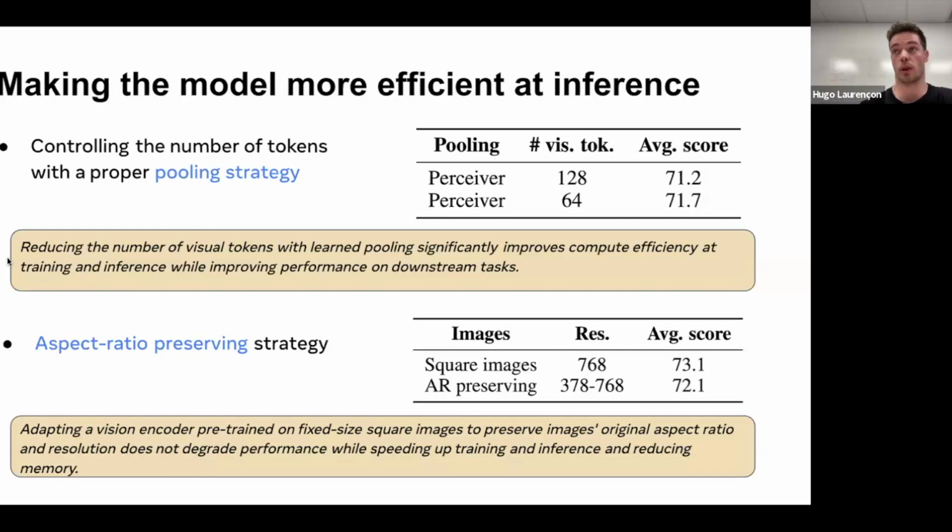So a perceiver resampler is essentially a learned pooling strategy where you add, let's say, 400 million parameters to your network. So that's quite big, but it allows you to do an efficient pooling and to reduce significantly the number of visual tokens. So what we showed is that you can still achieve good performance by having only 64 visual tokens per image.